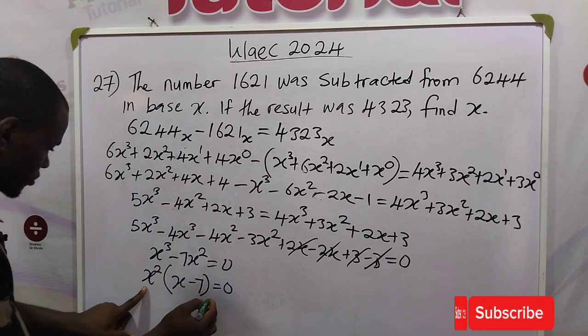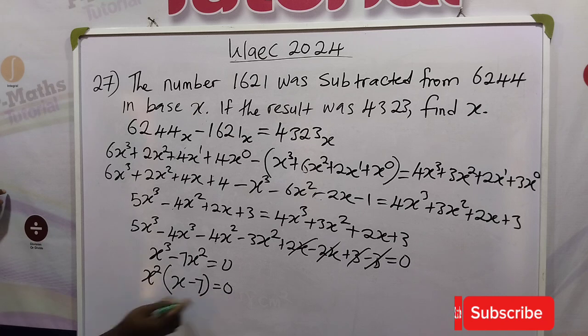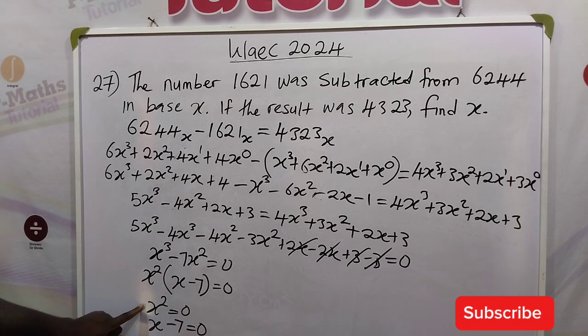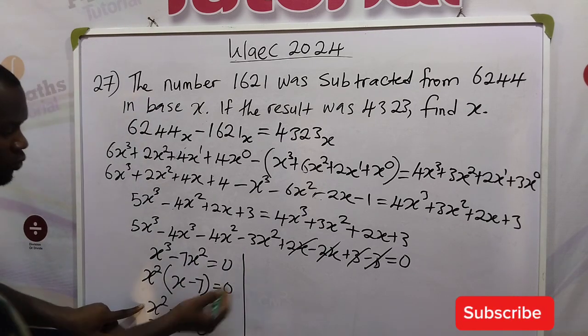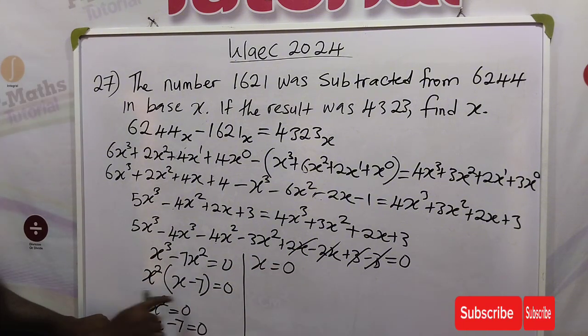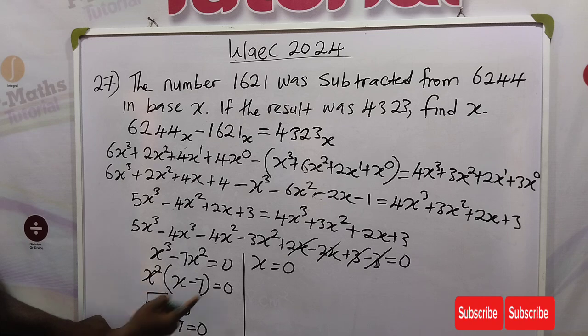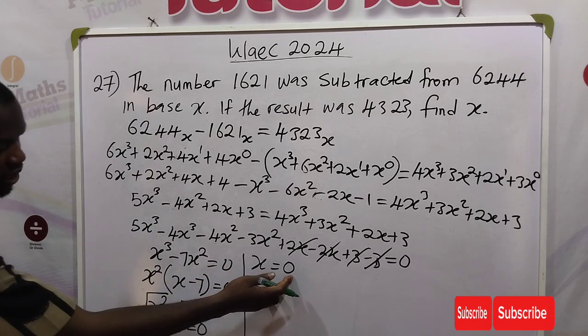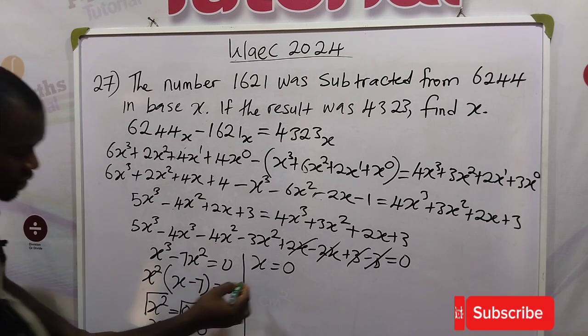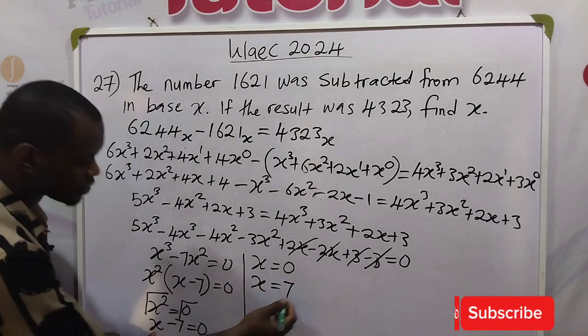That means x squared is equal to 0, then the bracket is also equal to 0: x minus 7 equals 0. Now from here, x squared equal to 0 means that x could be 0, by taking the square root of both sides. Now over here, make x the subject. We are taking minus 7 over to the other side. That means we have x equals 7.